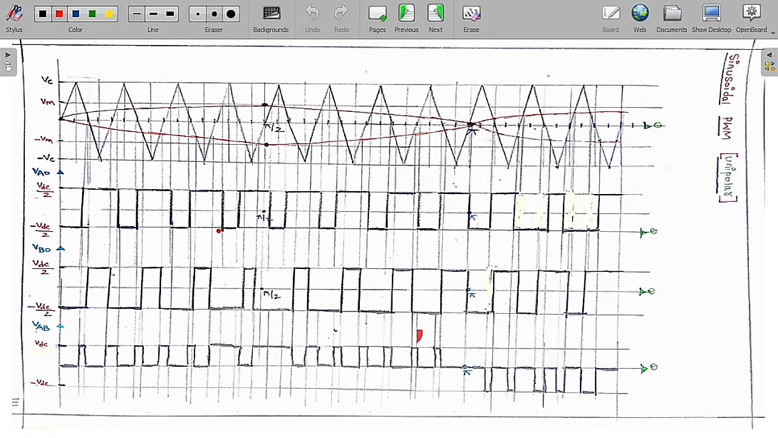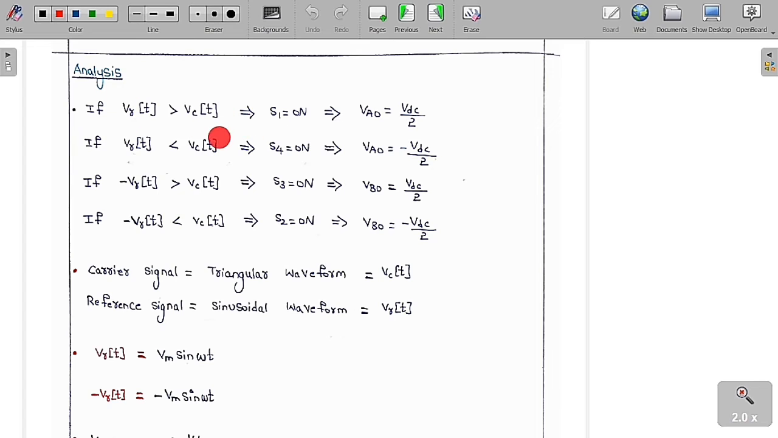Let us now discuss the operation of this. Now we are going to do the analysis of this signal. I have already told you we are going to take the reference signal as the sinusoidal signal, whereas the carrier signal is the triangular signal. If the reference signal is greater than the carrier signal, then turn on S1. Therefore, VA0 is equal to VDC by 2. If VR of t is less than VC of t, then turn on S4. Therefore, VA0 is equal to minus VDC by 2.